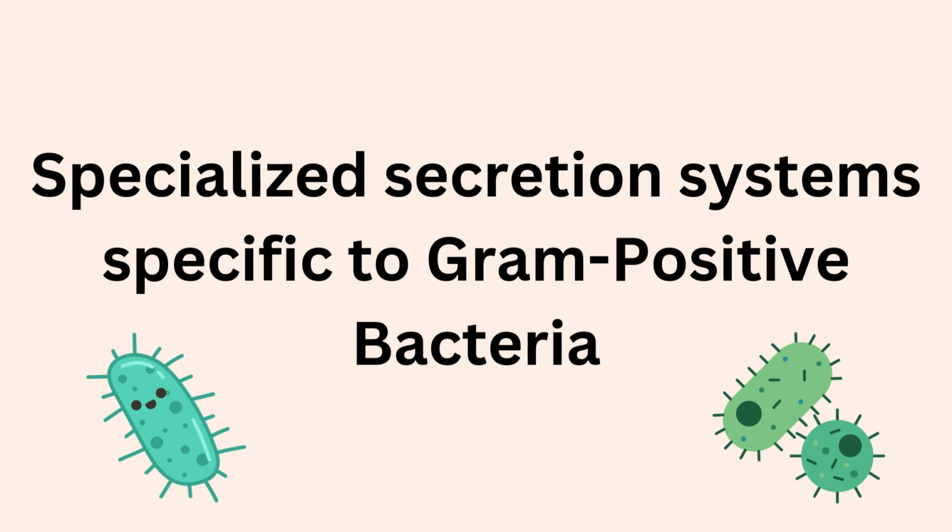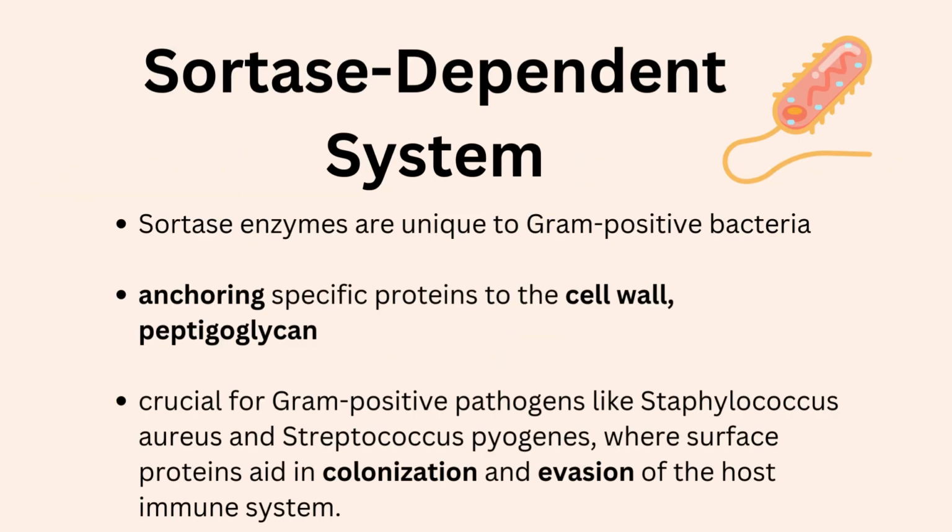Unlike gram-negative bacteria, gram-positive bacteria lack an outer membrane, making their secretion systems somewhat different. Here are some key secretion systems specific to gram-positive bacteria. Sortase enzymes are unique to gram-positive bacteria and play a role in anchoring specific proteins to the cell wall. Proteins are transported by other systems like SEC or TAT. This system is crucial for gram-positive pathogens like Staphylococcus aureus and Streptococcus pyogenes, where surface proteins aid in colonization and evasion of the host immune system.